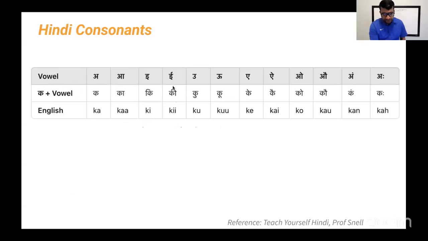Okay. And this one is, sorry, just E. Yes, E, right? And when you add E to k, it becomes Ki. Very good. And this is U. So it becomes Ku. Very good. And this U, yeah, it becomes Ku. Very good. Keep going. E, and it becomes Ke.